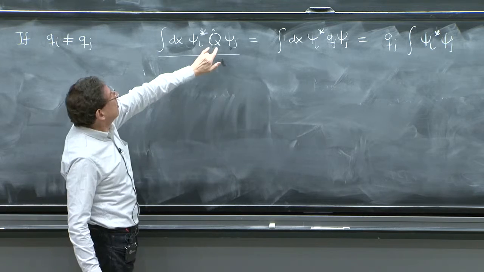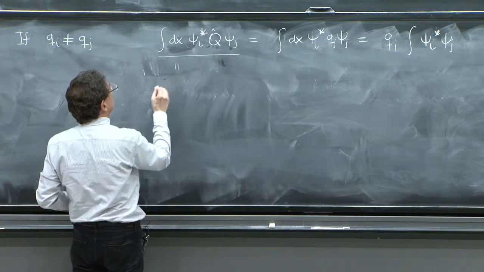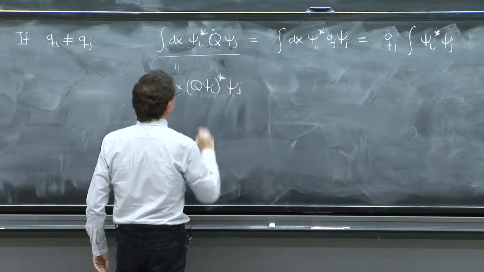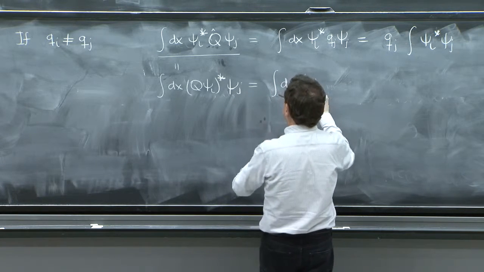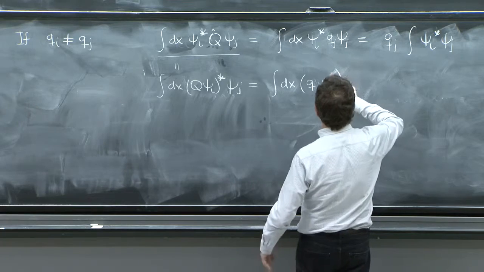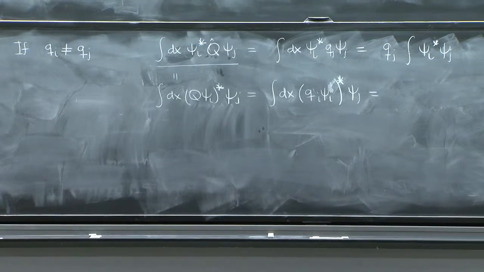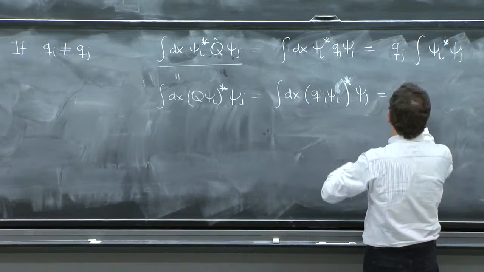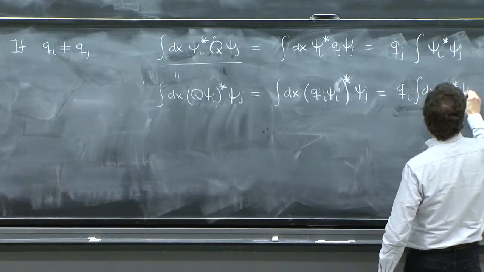Now, the other thing I can do is use the property that q is Hermitian and move the q to act on this function. So this is equal to the integral dx of q psi I star psi j. And now I can keep simplifying as well. I have dx, and now I have the complex conjugate of q psi I, psi j, and now remember, q is an eigenvalue of a Hermitian operator. We already know it's real. So q goes out of the integral as a number because it's real and it's not changed. Integral dx psi I star psi j.